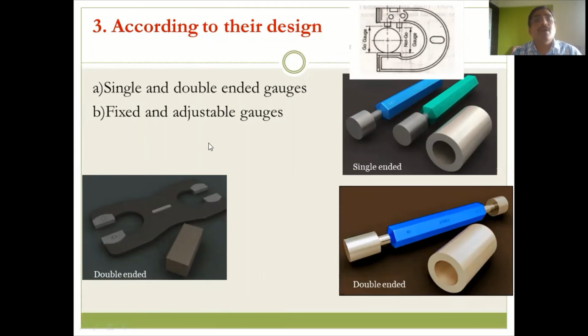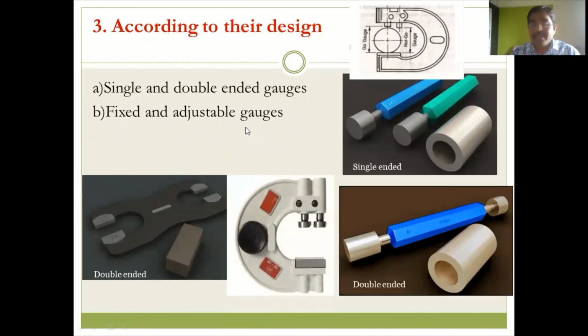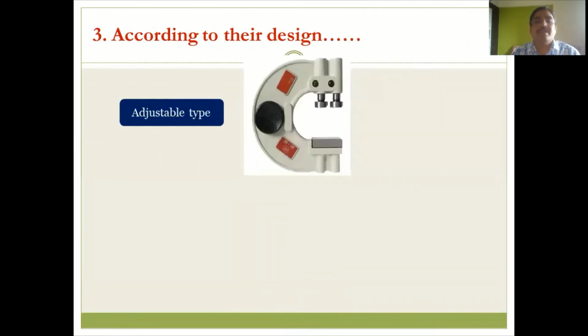Okay. Now fixed gauge. Fixed means, see, this diameter is fixed. We can't vary it. Here also the diameter of that gauge is fixed. Here also the gap is fixed. Okay, but what about the adjustable gauge? You can see here. For the adjustable gauge, I will go to the next slide, which has more details. And the third is progressive. I will show you here now, this one.